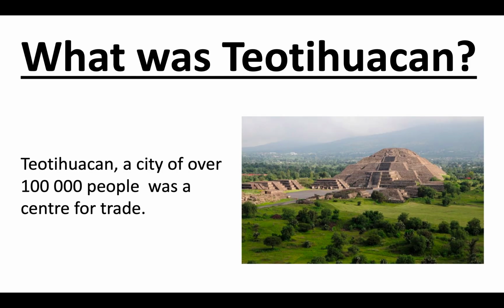Oh, and I just literally read that. Okay, so yeah, Teotihuacan. I can't read it. They had really long names as well. Teotihuacan was a city of over 100,000 people and was a center for trade. And obviously, like I mentioned before, by 500 CE, it was known as the sixth largest city in the world. Okay, and the pyramid you see in the picture right there is known as the third largest pyramid in the world right now.